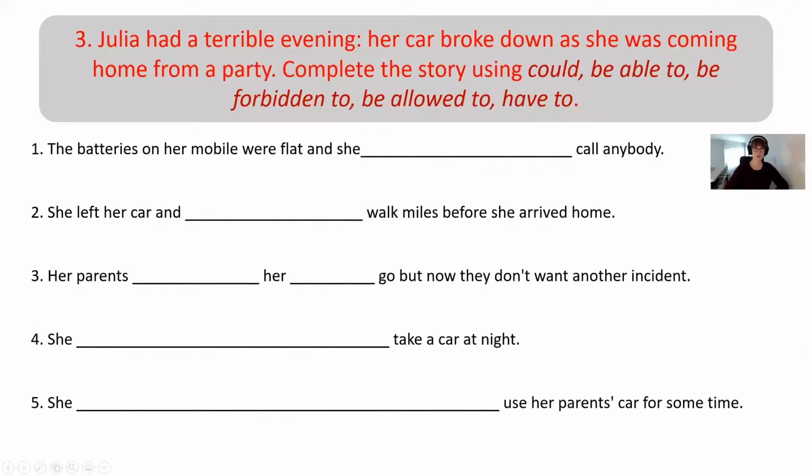Exercise number 3. Julia had a terrible evening. Her car broke down as she was coming home from a party. Complete the story using could, be able to, be forbidden to, be allowed to, and have to.